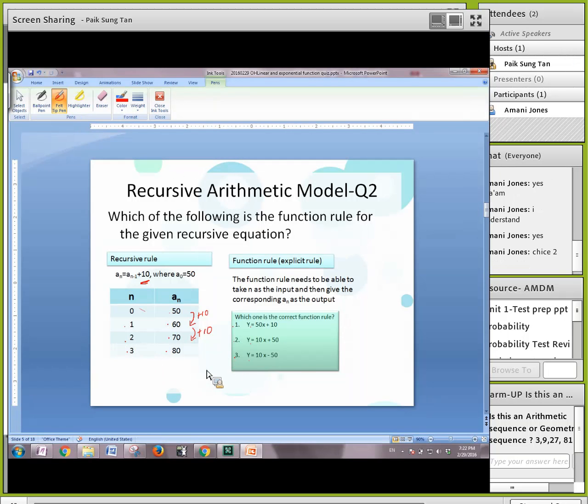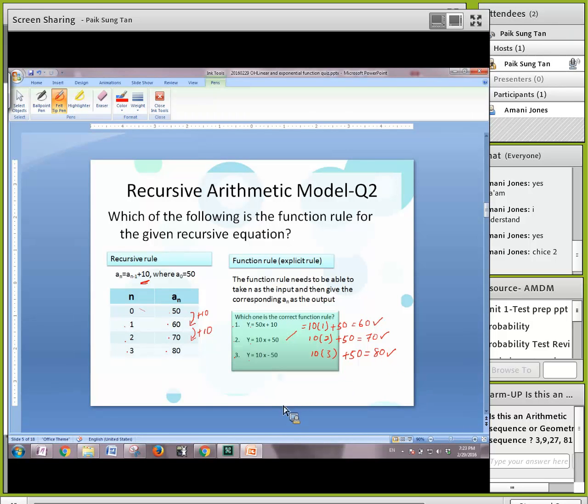Choice 2. Okay, let's see. 10 times 1 plus 50 gives you 60, check. 10 times 2 plus 50 equals 70, check. 10 times 3 plus 50 equals 80, check. Awesome, so you found it.